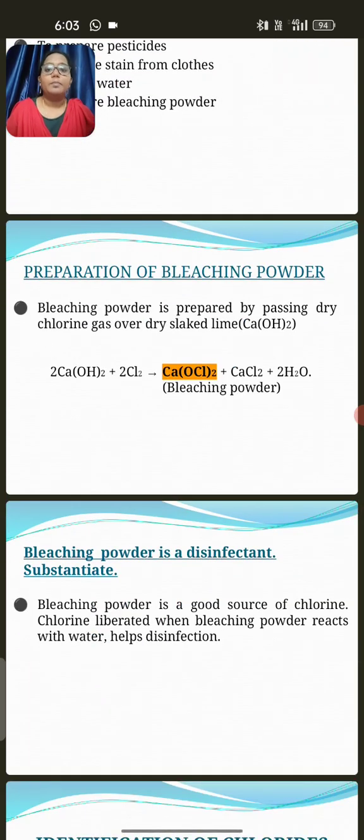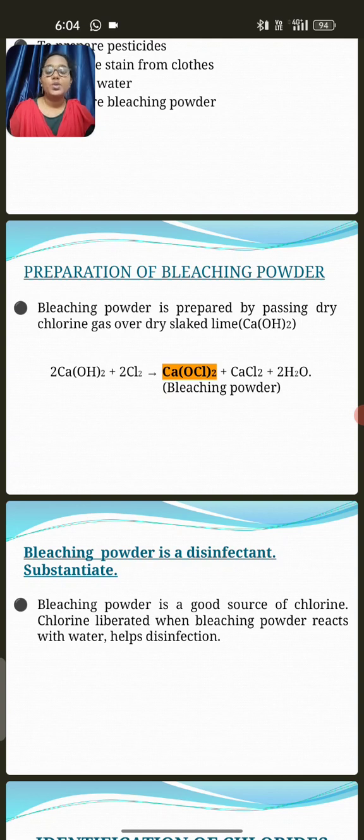We have said that chlorine is the main component in bleaching powder. Then we will discuss how bleaching powder can be formed. Bleaching powder can be prepared by passing dry chlorine gas over slaked lime, that means calcium hydroxide. Dry chlorine gas reacts with the calcium hydroxide to form bleaching powder.